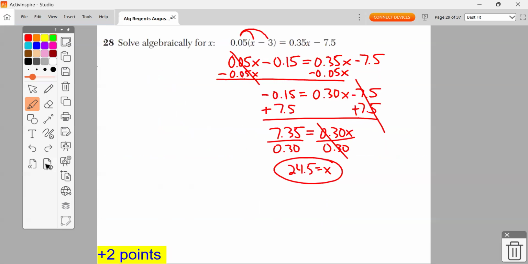In question number 28, you're solving the equation algebraically for x. So what we want to do is first do the distributive property to get rid of the parentheses.